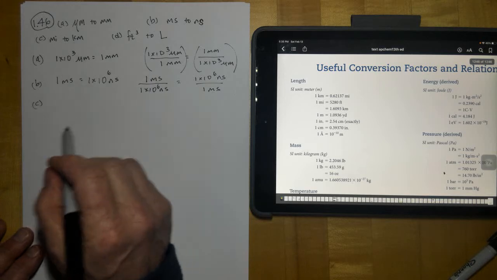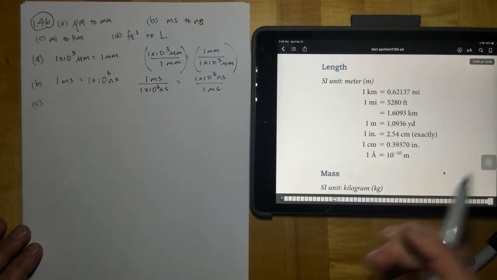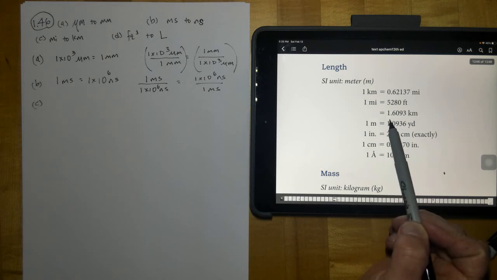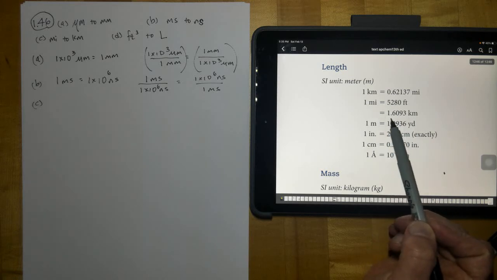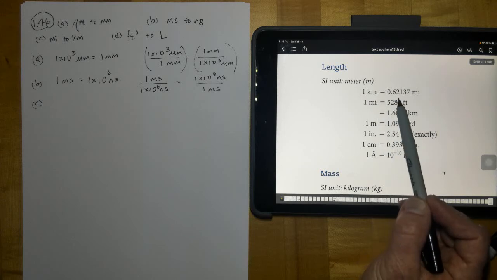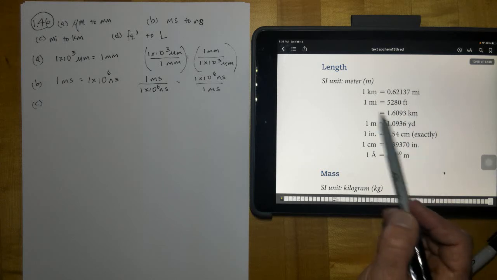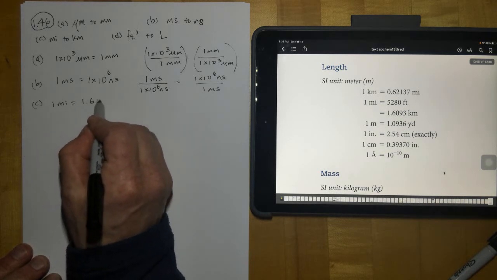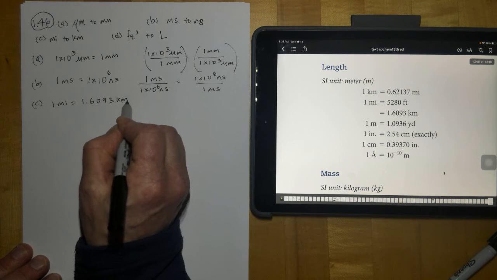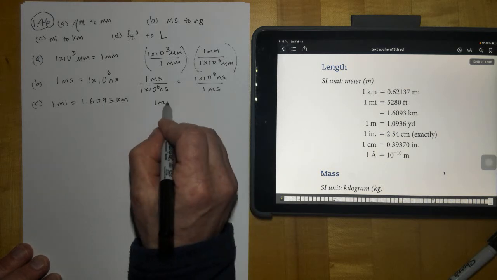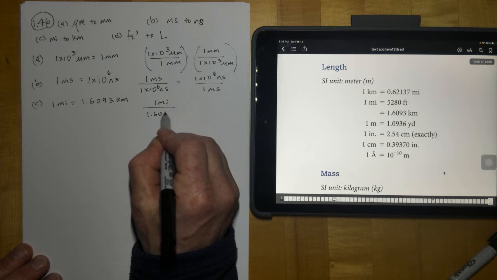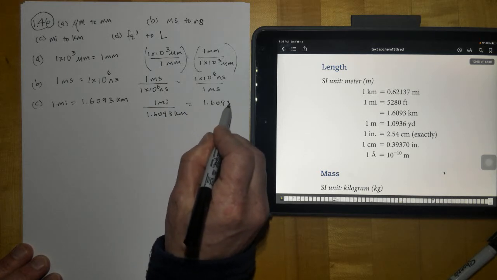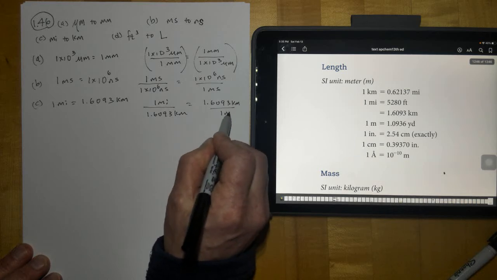Letter C, miles to kilometers. So now we need some relationships here, and we can see that there's two relationships. There's 1 mile is 1.6093 kilometers, or you could say 1 kilometer is 0.62137 miles. I'm going to use the first one and just say in 1 mile there are 1.6093 kilometers. And then my conversion factors, of course, would be for every 1 mile, there's 1.6093 kms, or 1.6093 kms for every 1 mile.